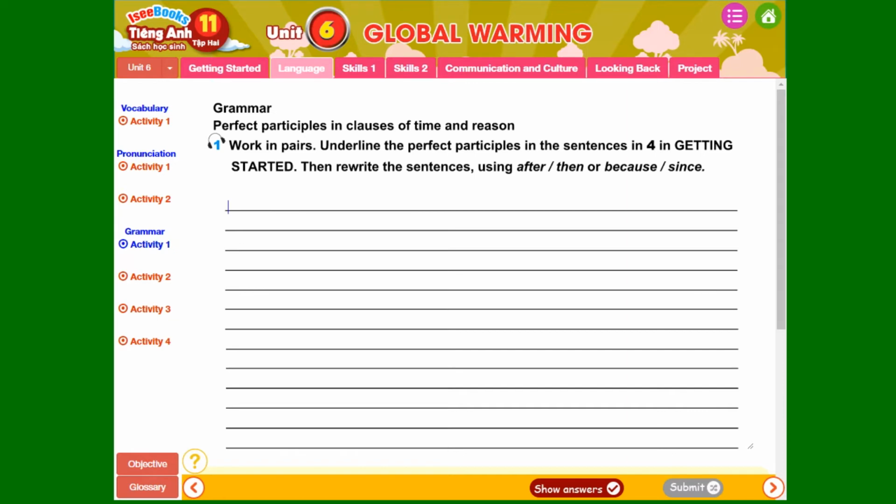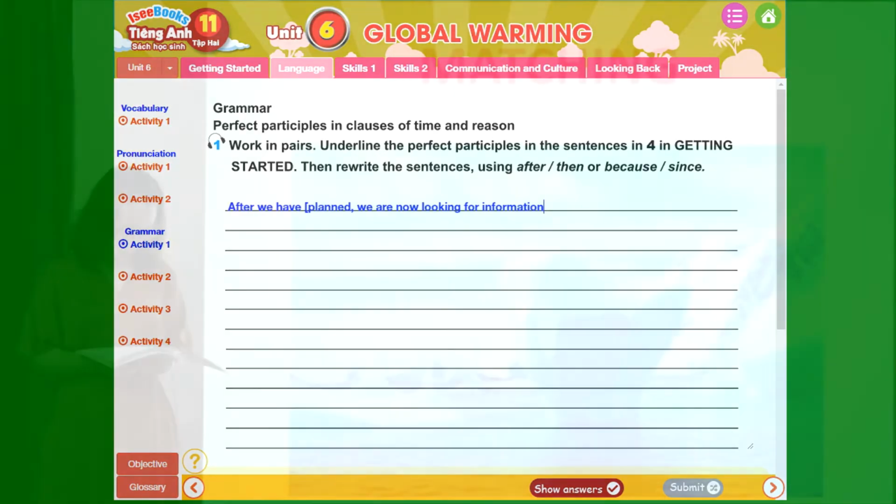For example, you have the first sentence: having planned to continue, we are now looking for supporting information. So after we have a plan, we are now looking for information. Or, having treated the environment irresponsibly, humans now have to suffer, for example. So, after or because.